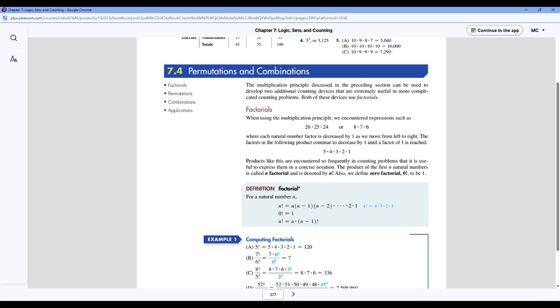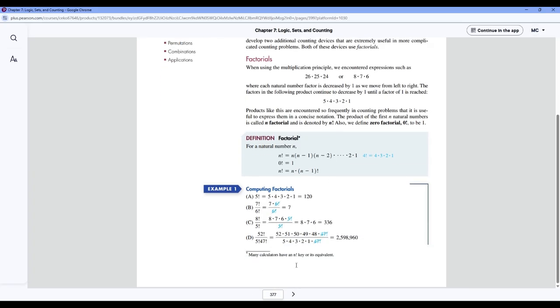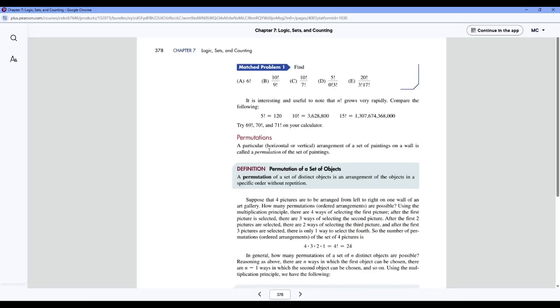So first, what's the definition of factorial? Factorial is when you have a number and you multiply it all the way down to 1. So 4 factorial is 4 times 3 times 2 times 1. Just computing factorials, no problem. All right, so permutation of a set of objects.